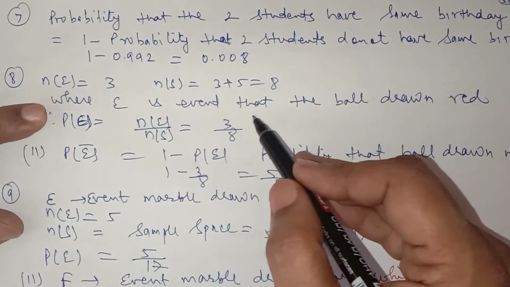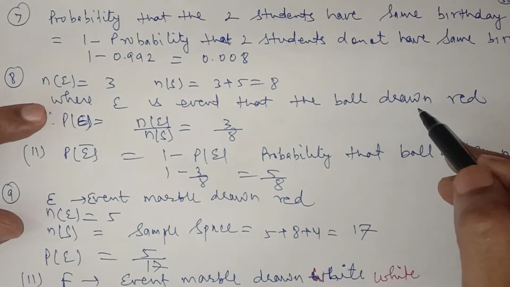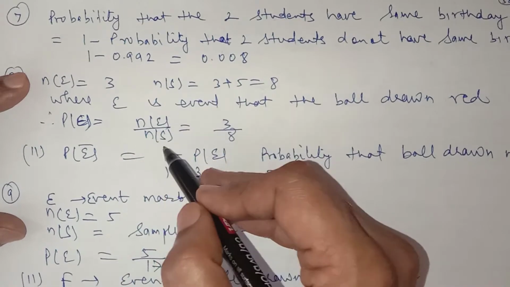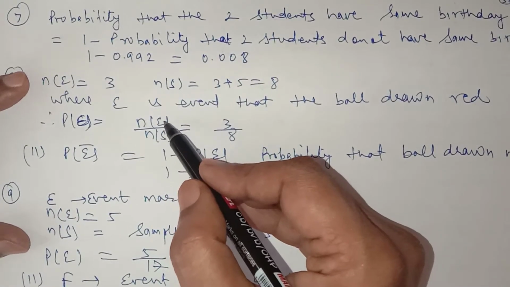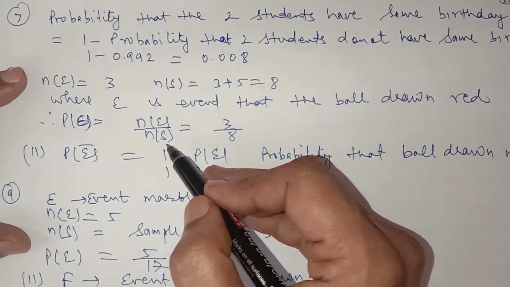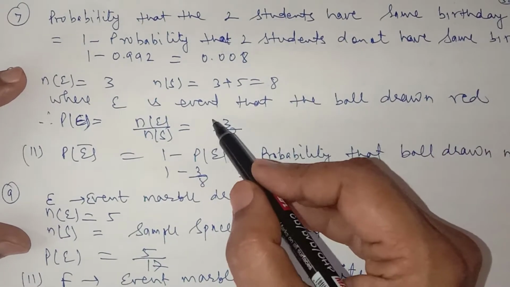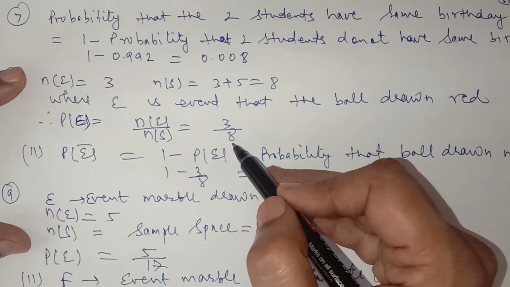So where A is the event that the drawn ball is red, the probability of the event is NE upon NS, which means favorable events upon total outcomes. The favorable event here is the red ball, which is 3 in number. So 3 upon 8, where 8 is the sample space, that is the total 8 balls in that bag.